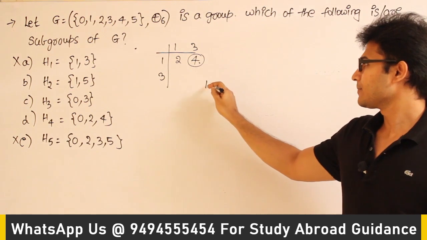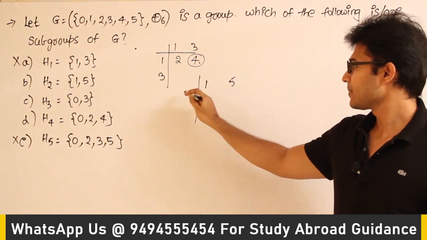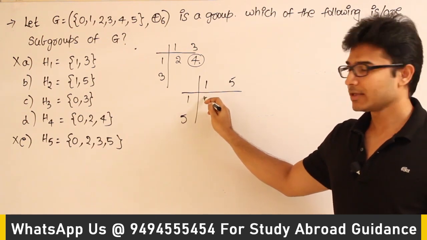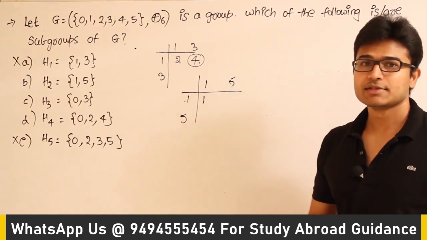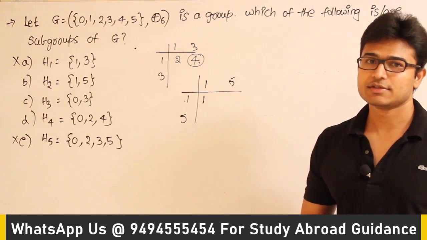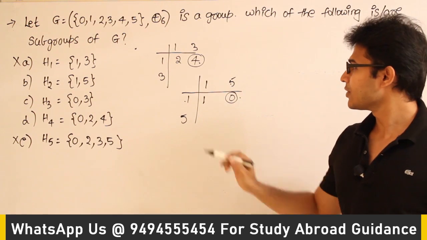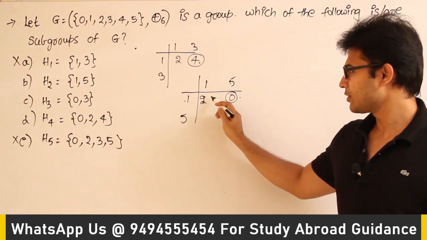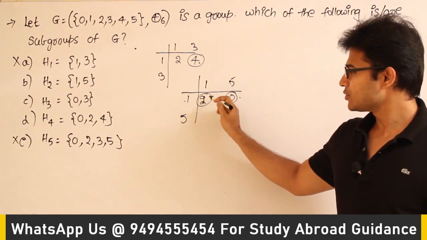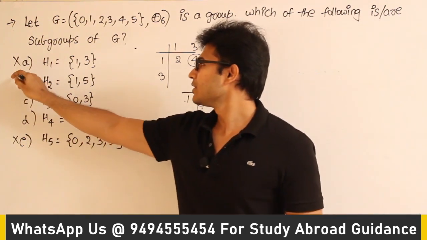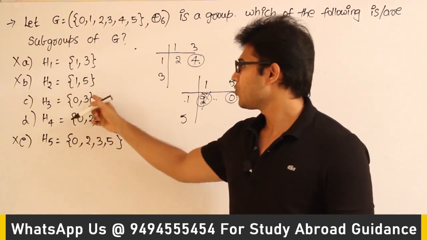And what about 1 and 5? Check this, 1 and 5. 1 plus 1 is 2, and 1 plus 5 is 6, and 6 modulo 6 is 0. Therefore 0 is not okay. I think here also you can conclude it, right? So 1 plus 1 is 2, and here also we can conclude that since 2 is not present, it cannot be a subgroup. And what about H3?